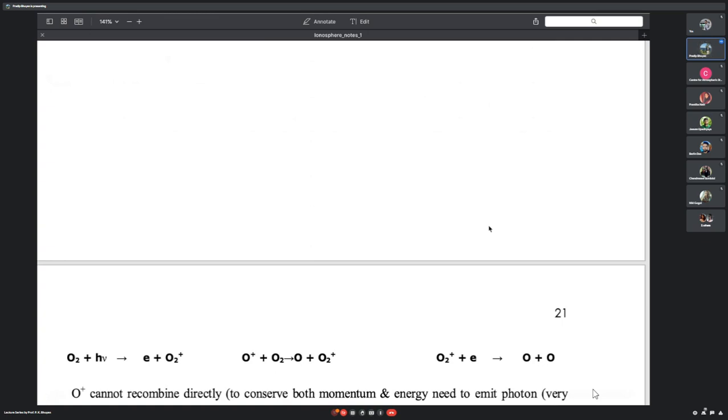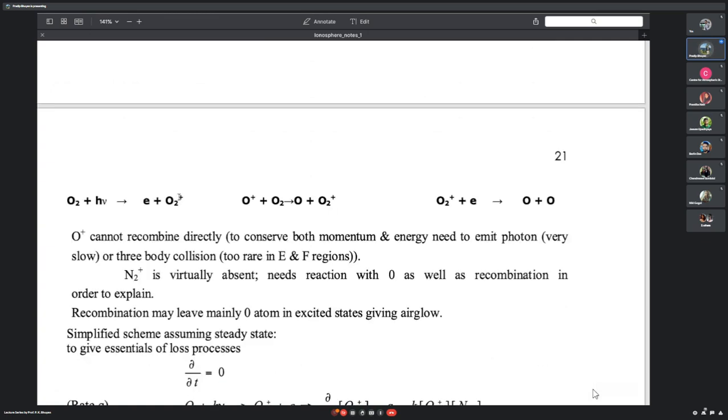Then the third set is O2 plus h nu, which becomes the O2+ ion plus an electron. Then O+ plus O2 gives O plus O2+. This is charge transfer: the positive charge is transferred from the O atom to the O2 molecule, and the molecule becomes positively charged. This charged molecule, combining with an electron, will give you O and O, two O atoms. So due to the recombination, starting from one O2 molecule, we will get two O atoms.